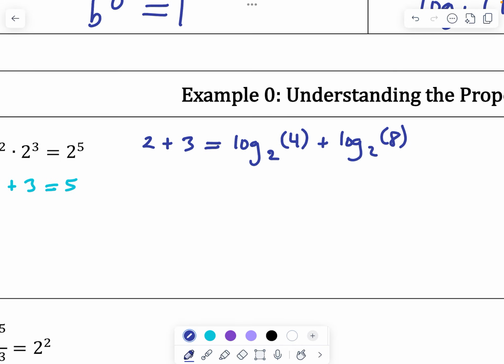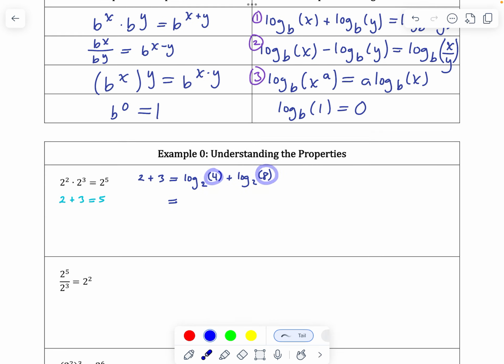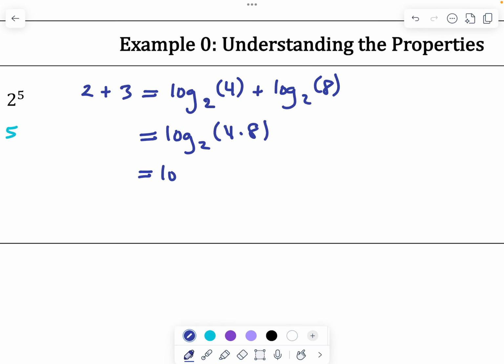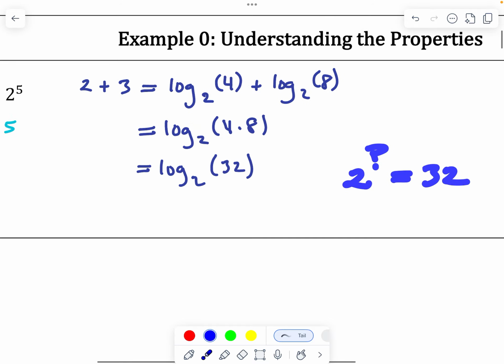Now, if I apply this first property that I brought up, this one right here, this says that addition outside the logarithm means I could multiply inside the logarithm. So I could actually multiply this 4 and this 8 and write it as a single logarithm. So log base 2 of 4 times 8, which is 32. Okay, so remember, this is asking you, 2 to the what power equals 32? 2 to the what power equals 32, and the answer is 5.